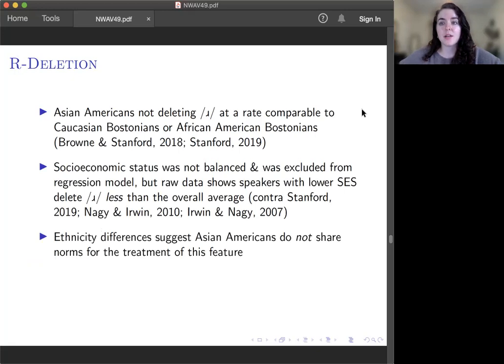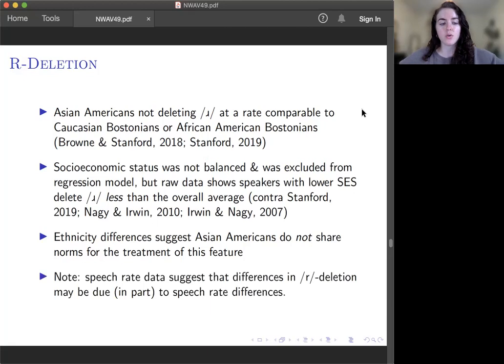Ethnicity differences that we found in our regression model suggest that Asian Americans do not share norms for the treatment of this feature. And a note, preliminary speech rate data does suggest that these differences in R deletion may be due, at least in part, to speech rate differences.